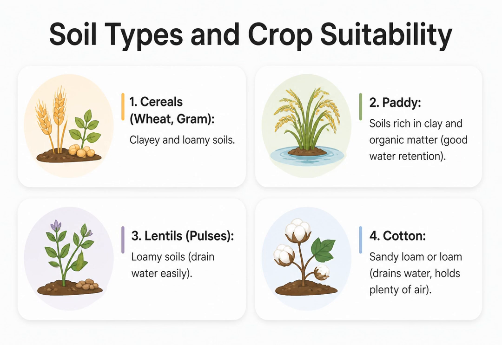Clayey and loamy soils are great for cereals like wheat and gram. Paddy requires soils rich in clay and organic matter with excellent water retention. Lentils and other pulses need loamy soils that drain water easily. And cotton thrives in sandy loam or loam, which drains well but also holds plenty of air for the roots.